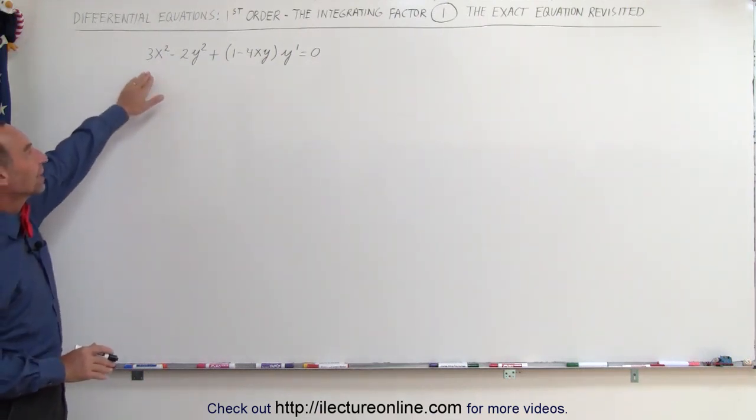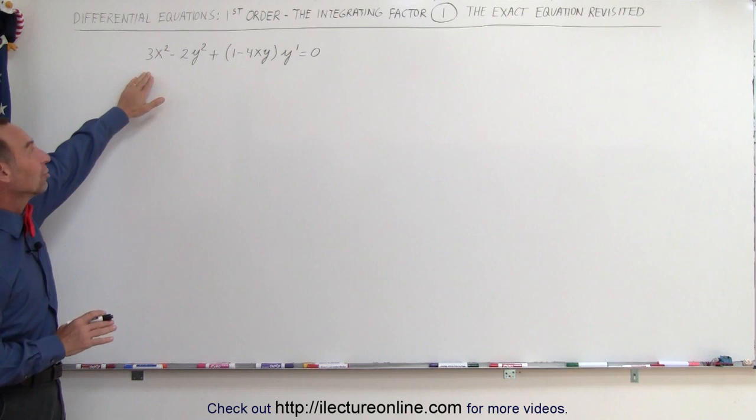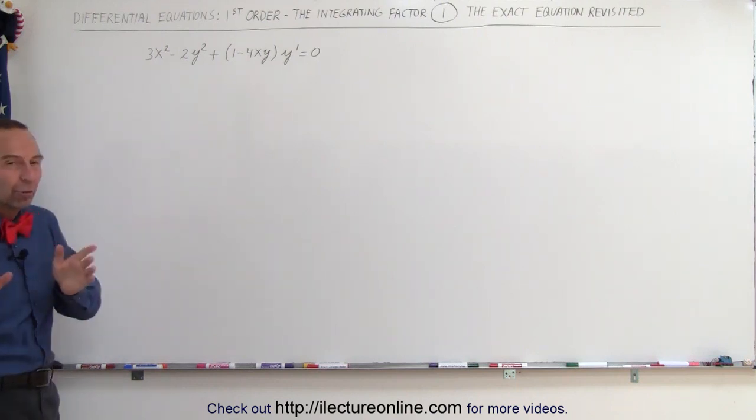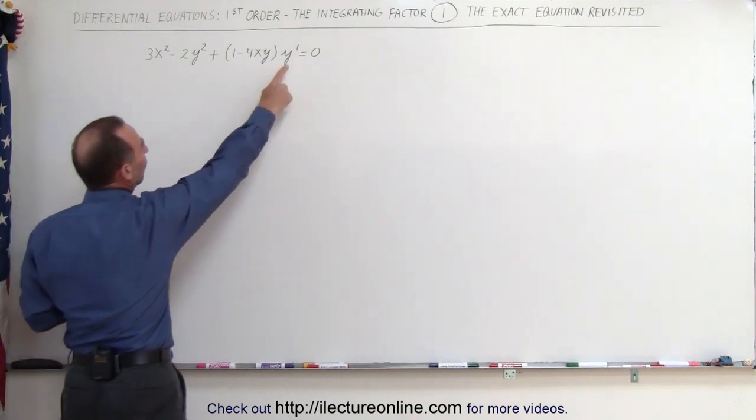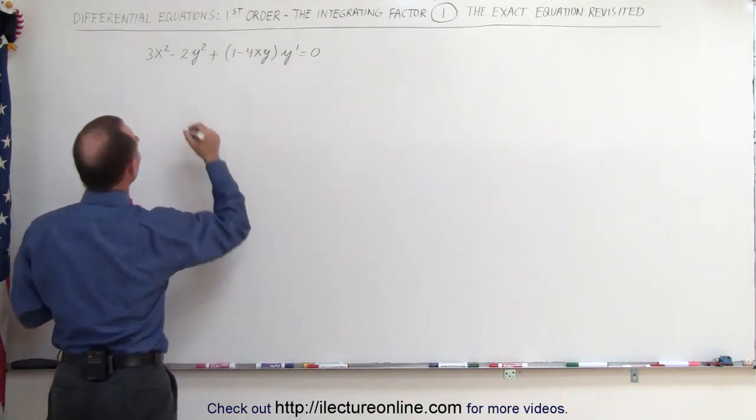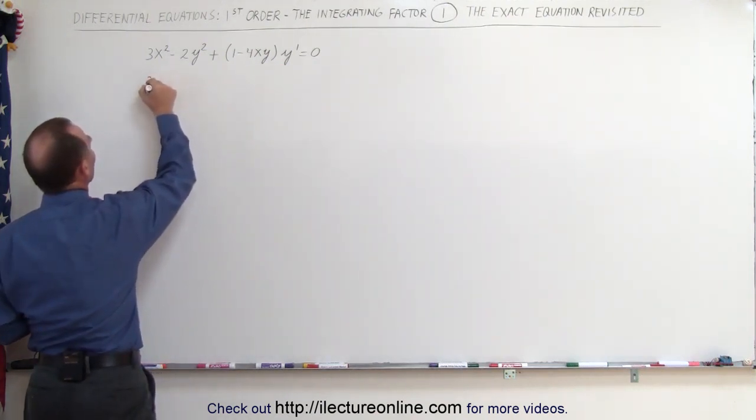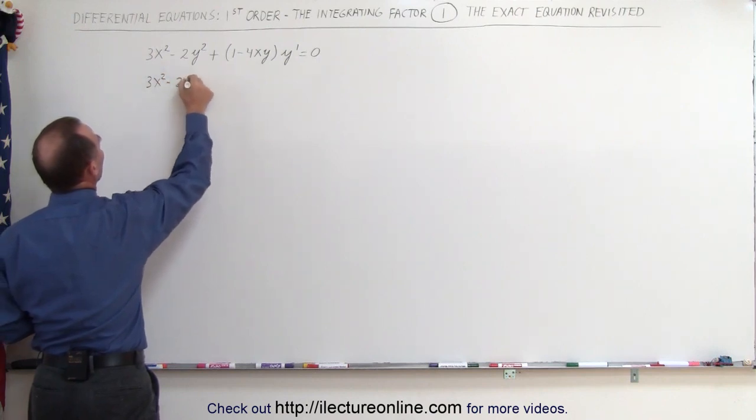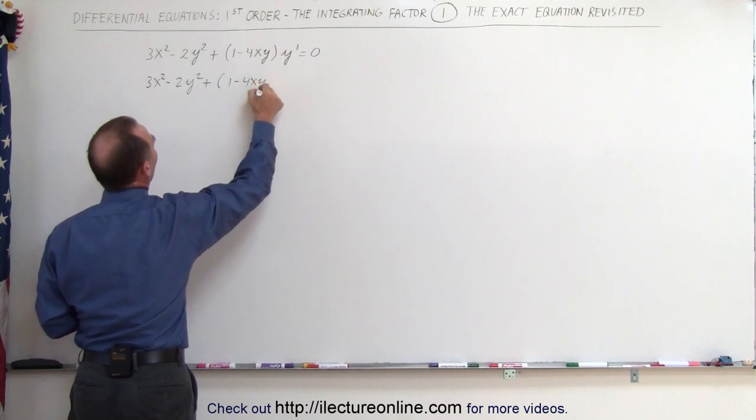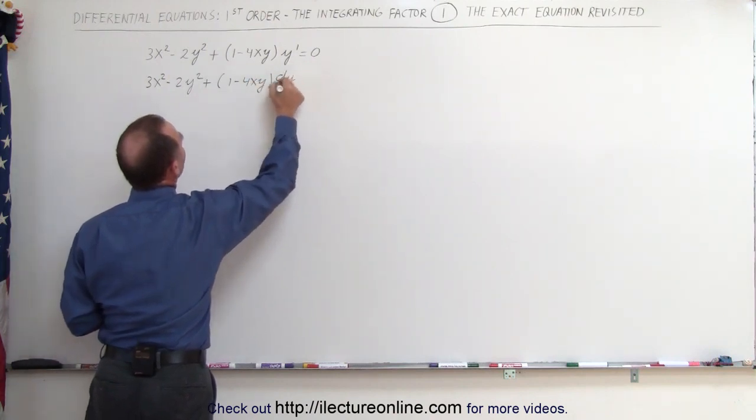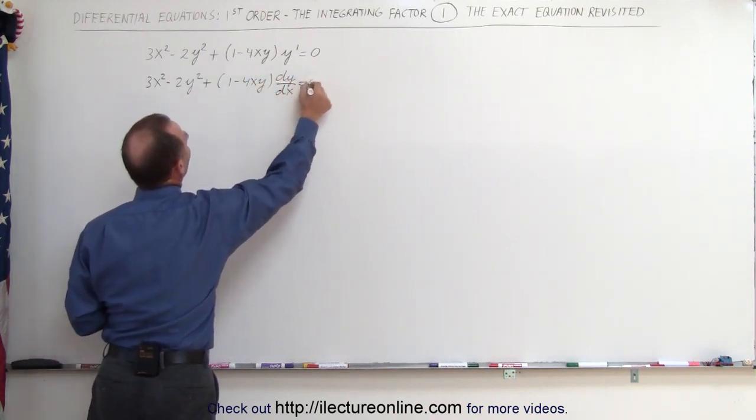So here's an equation that is an exact differential equation. The left side is a particular form. We'll show in just a moment why that is. Let's rewrite this because y prime can be written as dy/dx. So we can say that this is 3x squared minus 2y squared plus the quantity 1 minus 4xy times dy/dx, and that's equal to 0.